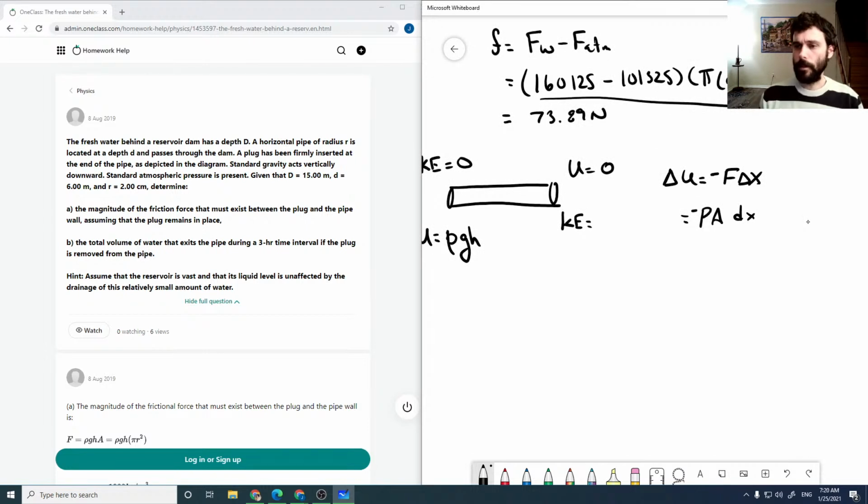So our delta U is minus our pressure times our area times our dx. Our delta KE is equal to our pressure times our area times our dx then. And so our delta KE is going to be 1/2 m v squared, which is our pressure times our area times our delta x.